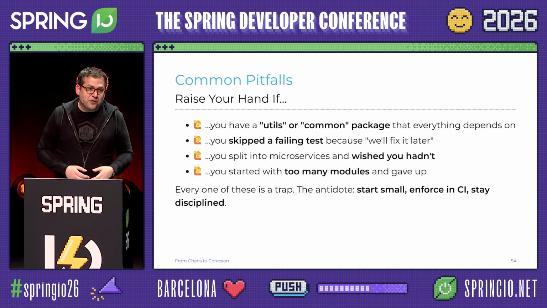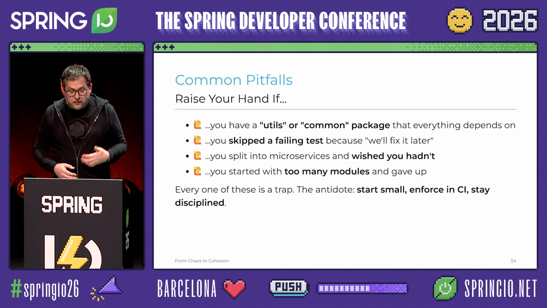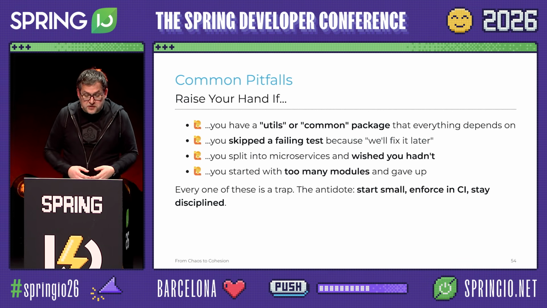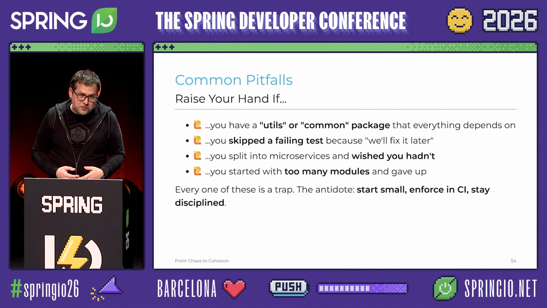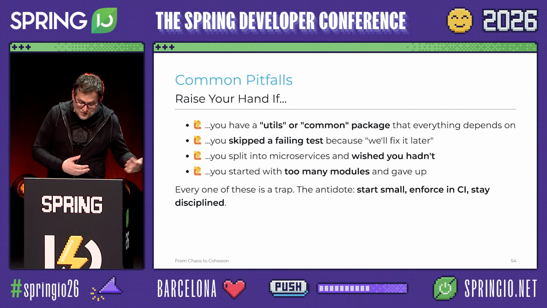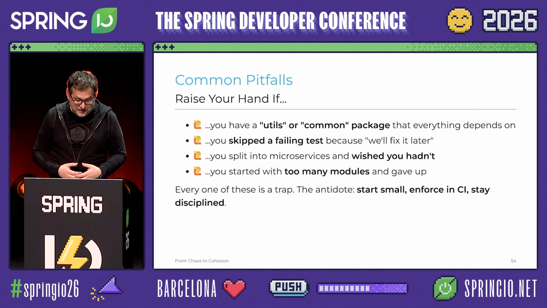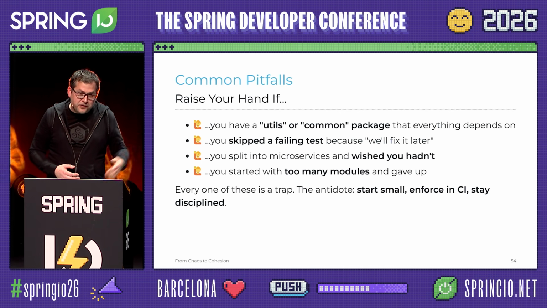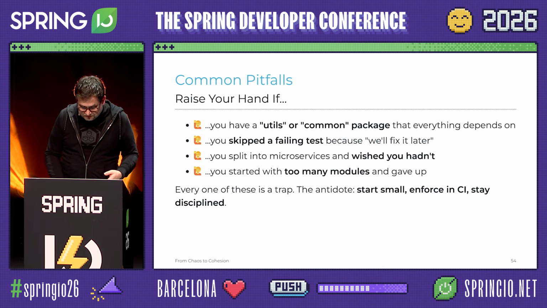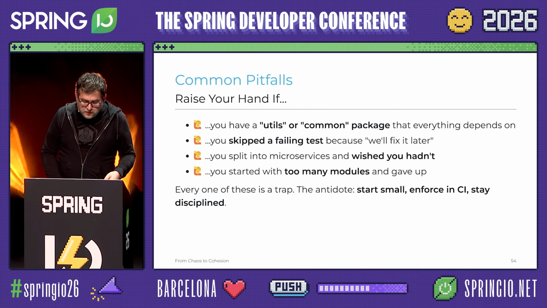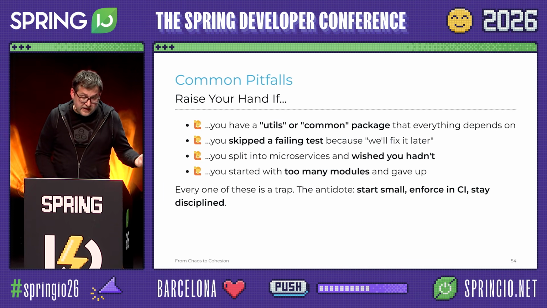Maybe you went already the route where you said, we have split into microservices, and we shouldn't have done that, right? Maybe you moved back from microservices to a Spring monolith. That's maybe a good idea. And the other thing which I see typically is that people come up with too many modules. So start small, enforce things in CI, and stay disciplined.